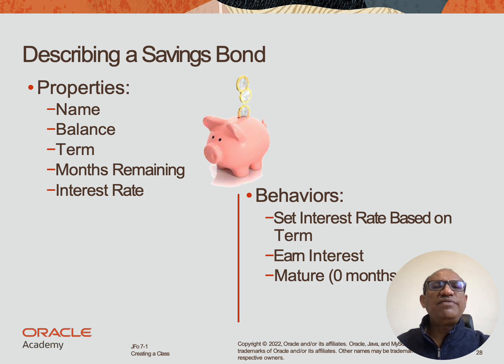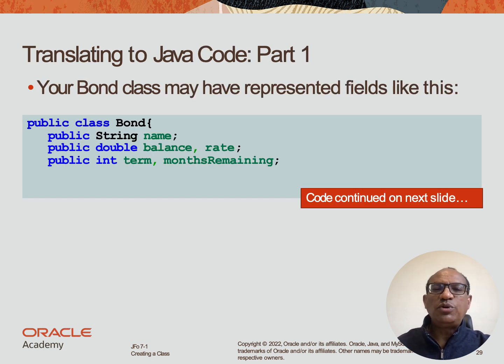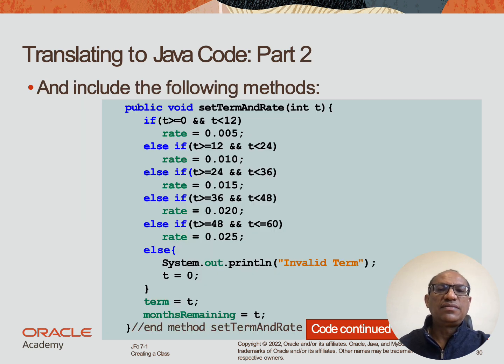When describing a savings bond, you may have thought of these fields and behaviors. You may have written your program like this. Translating the fields into data types is an easy exercise. The rate depends on the term. An if-else construct can be used to check the value of the term and assign the correct rate based on that term. It's also useful to check if the term is invalid. If this happens, the term is set to 0 to prevent goofy account behavior.